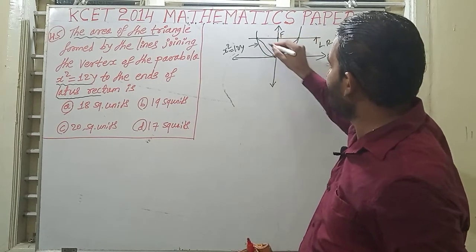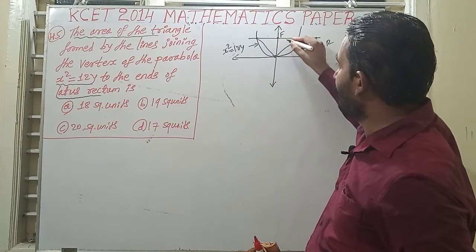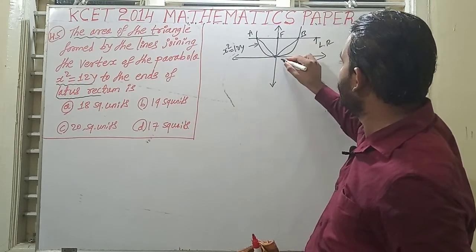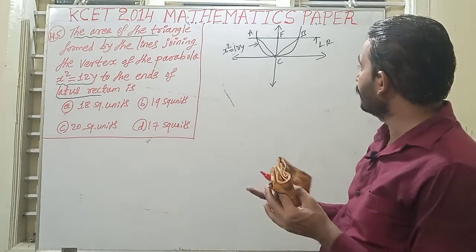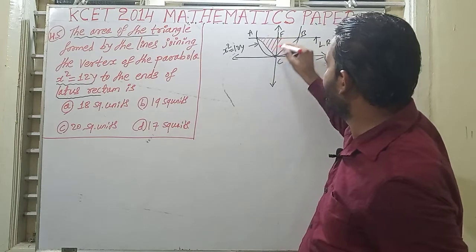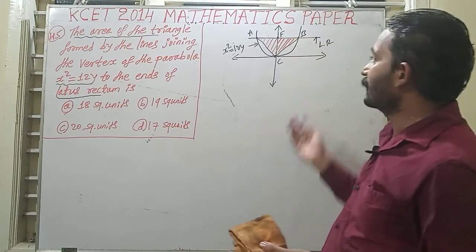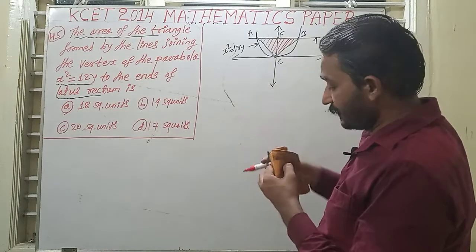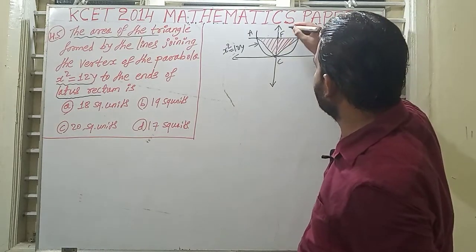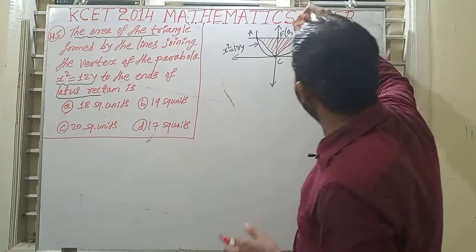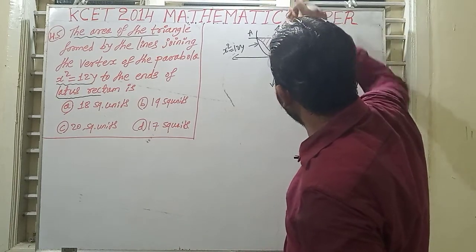So this is the required area of triangle ABC. We have to find the area of the triangle ABC. This is the required area, using half into base into height. So FC means what? This is the focus F, 0 comma a.